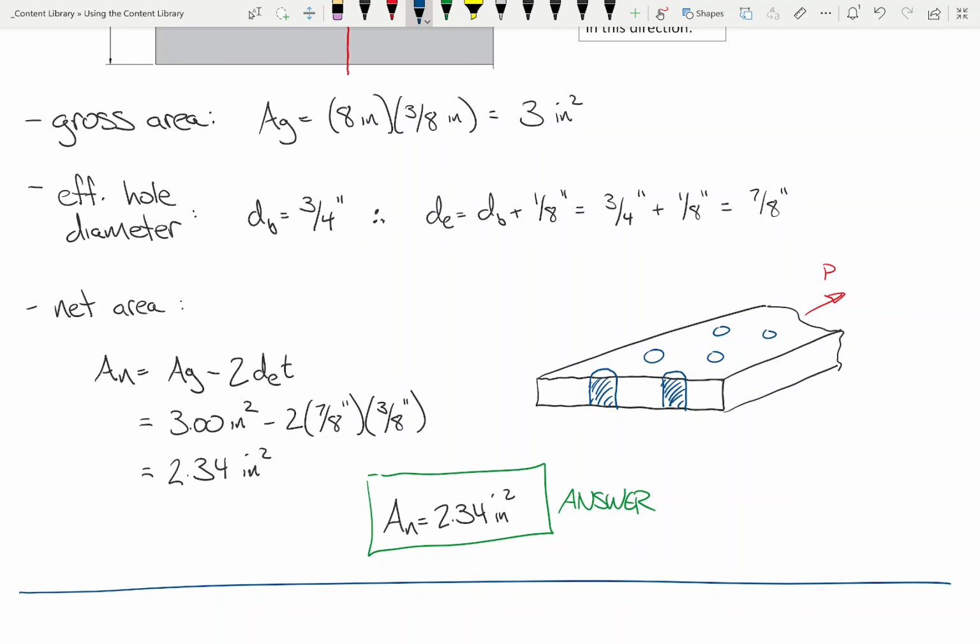All right? Does that make sense? Any questions on that? Does it make sense why we're doing diameter times the thickness and not pi d squared over 4? Okay. Ready to move on? Let's look at our next problem.